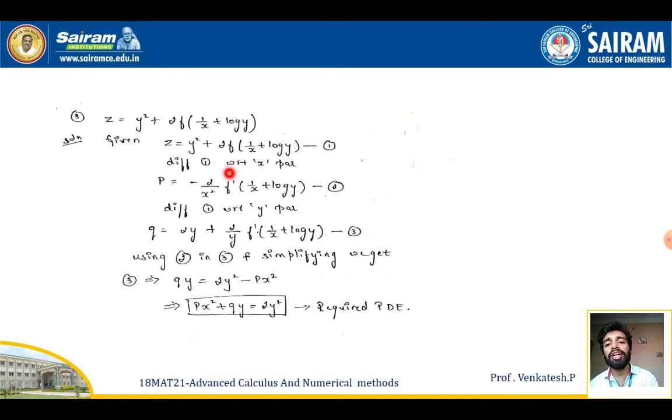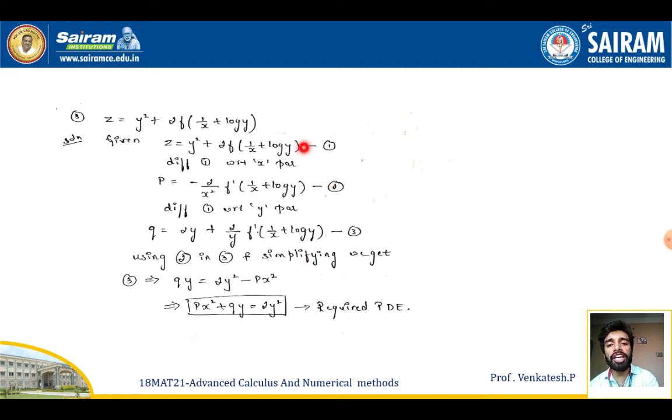So differentiating equation number 1 with respect to x, z will become dou z by dou x, which is equal to p. Since y is a constant, it will become 0. Differentiating the f function, I will get f dash of (1 by x plus log y), and differentiating 1 by x, I will get minus 1 by x square, so 2 times that, minus 2 by x square. Call it equation number 2.